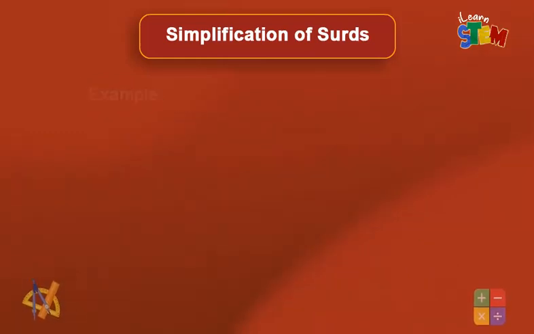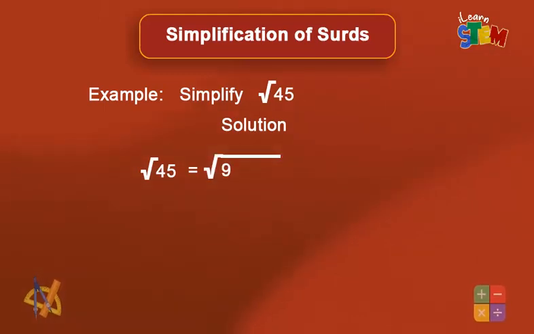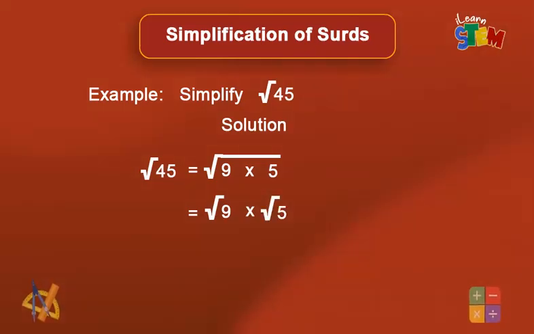For example, simplify root 45. Solution: first, we look for a square number that is a factor of 45. Let's pick 9. Next, we will look for a number which, when multiplied by 9, will give us 45. Let's pick 5. Now, we simplify root 9 times root 5. Since 9 is a square number, we will find the square root of 9, which is 3, because 3 times 3 is equal to 9. Therefore, our final answer is 3 root 5.